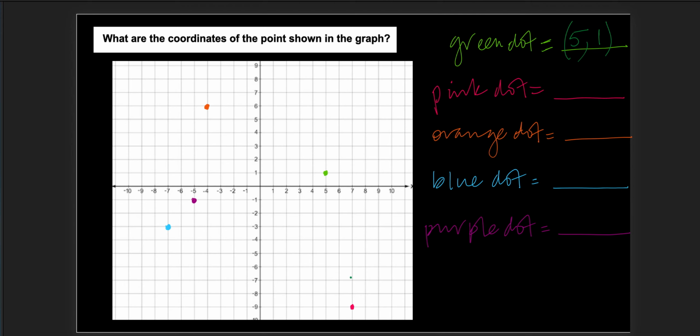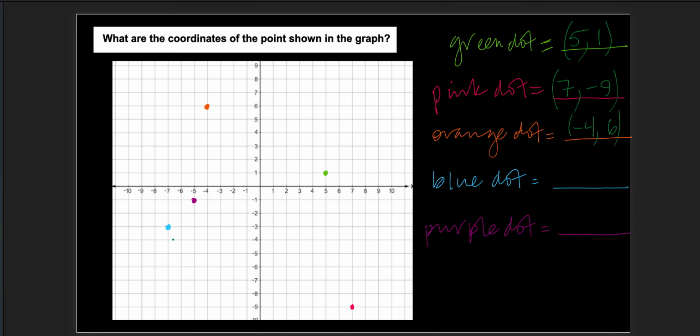Now for the pink dot, which is down here. Hopefully you're not colorblind, but I'll point out where these are. This is over 7 units on the x-axis, or 7 marks, or whatever you want to say, and then down 9 units, so that's -9 for the y. And for the orange, it's over to the left 4 units, so that's -4 for the x, and then up at 6 for the y-axis.